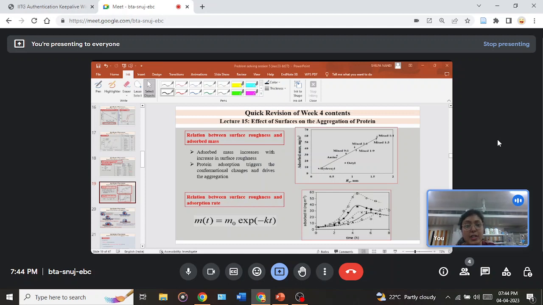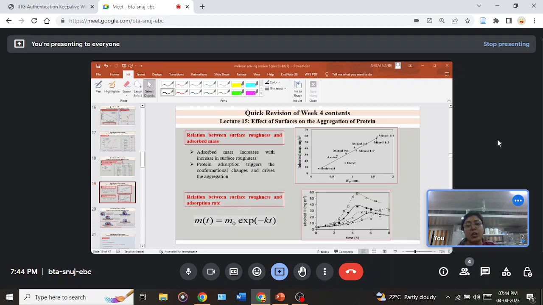In the graph, you can see we have plotted adsorbed mass versus the Ra values, that is the surface roughness values. As the surface roughness increases, the adsorbed mass also increases. The highest surface roughness you will find in the mixed category SAMs, that is the 1:1 ratio. So the adsorbed mass is also the highest in that category.